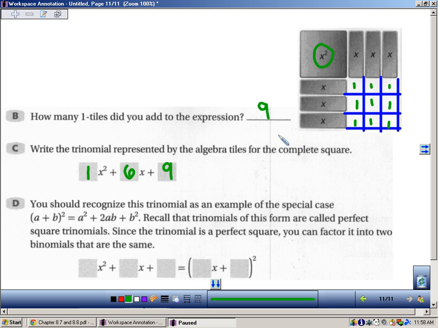Now, to part B. It says you should recognize this trinomial as an example of the special case a plus b squared equals a squared plus 2ab plus b squared. Recall that trinomials of this form are called perfect square trinomials. Since the trinomial is a perfect square, you can factor it into 2 binomials that are the same.